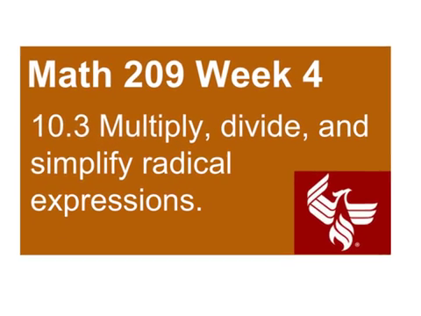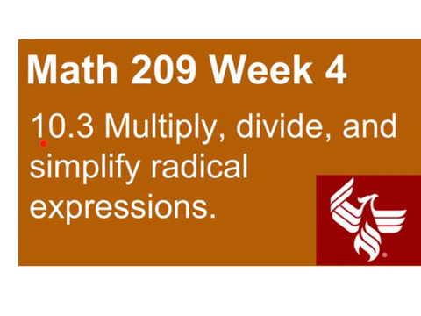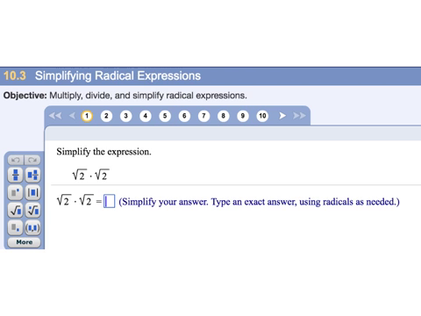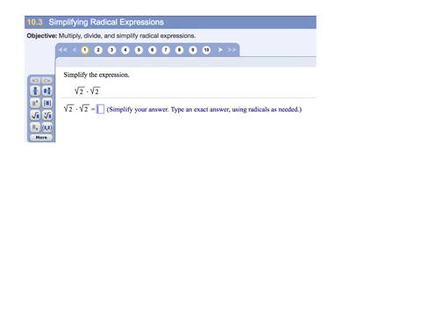All right, this is Math 209, Week 4, Section 10.3. Now we're going to be multiplying and dividing all these radical expressions. All right, so let's simplify this expression. So what does that mean? Well, okay, so we're going to be putting things together and tearing things apart.